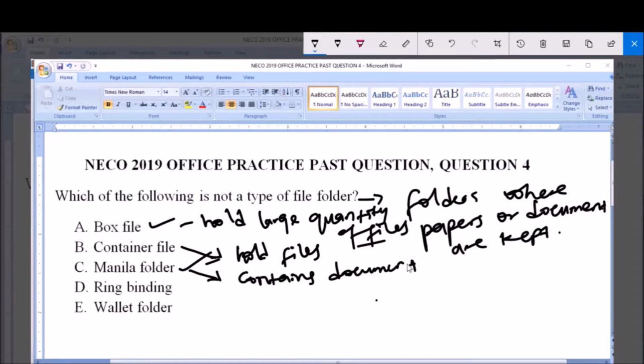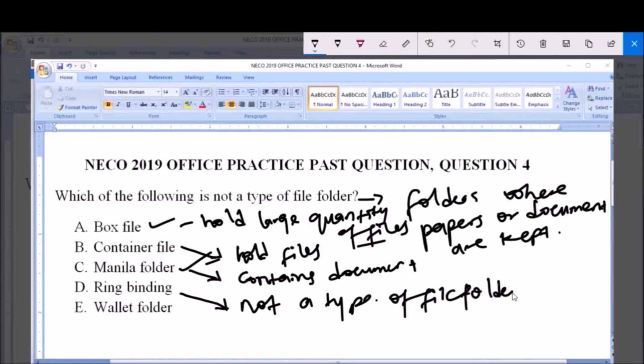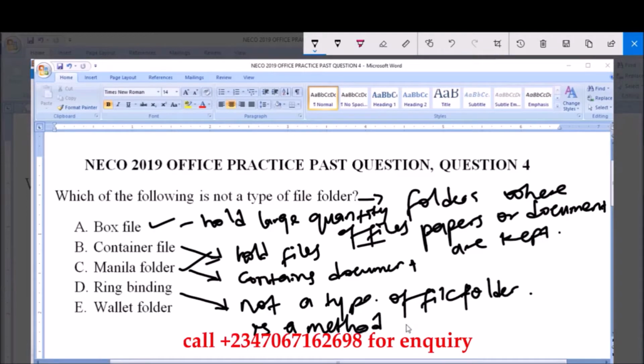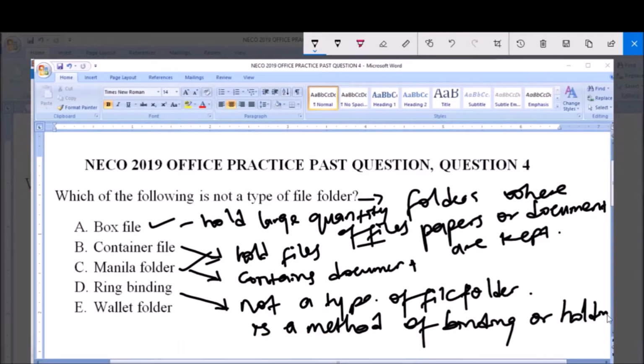Now D says ring binding. Now ring binding is not a type of file folder. Instead, ring binding is one of the methods of holding documents together. That is, binding documents is a method of binding or holding documents together. So it is not a type of file folder.